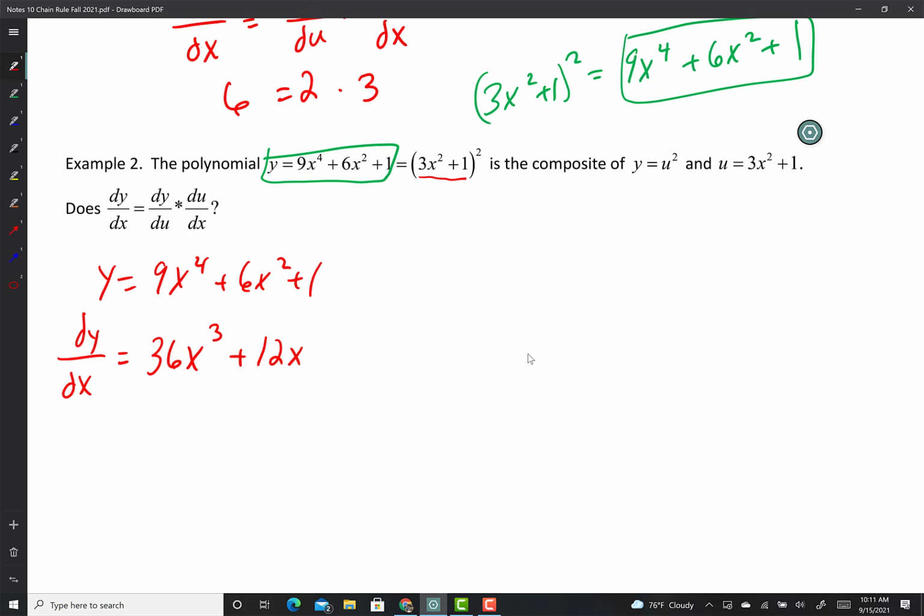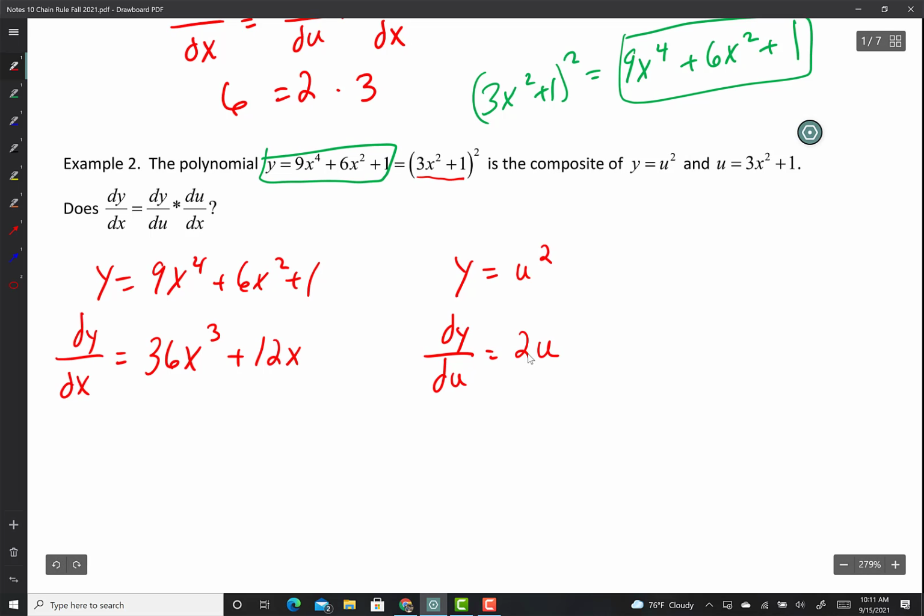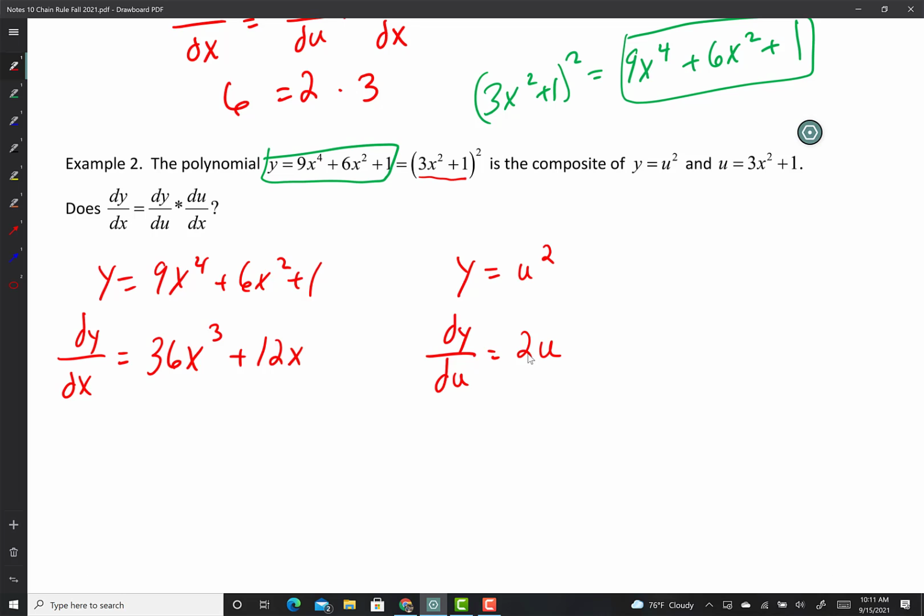Okay, so now I'm going to write y equals u squared, and I'm taking the derivative of y with respect to u. What is that? 2u. Yeah, that u doesn't go away, but we can plug it in a little bit. And u equals 3x squared plus 1. So I'm taking the derivative of u with respect to x. So what's the derivative of that?